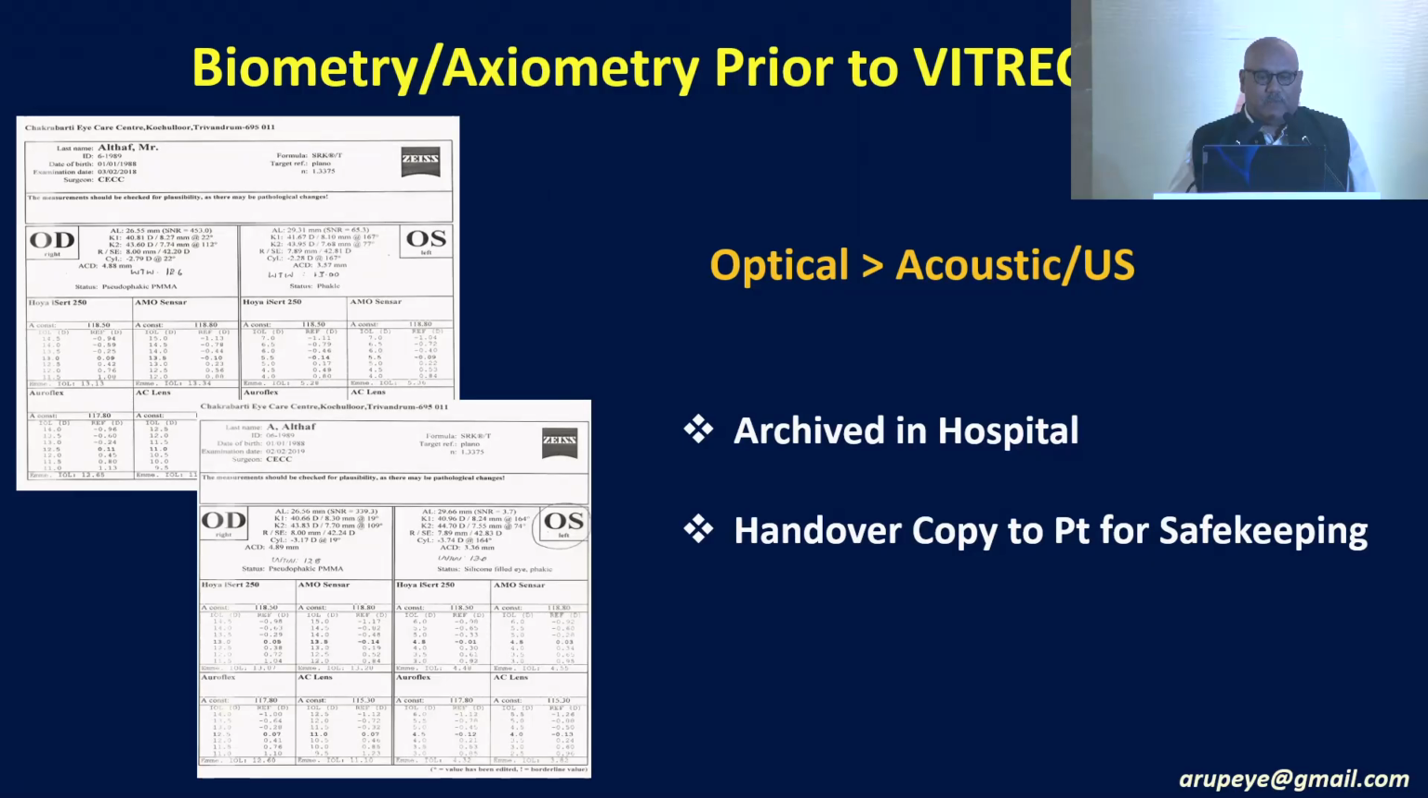When a patient with a posterior segment pathology comes for posterior segment surgery, the first thing we do is perform the biometry for the patient. Ideally optical biometry if it is possible, and in certain situations where it is not feasible, then acoustic or ultrasound biometry, and the results are archived in the hospital and a copy is given to the patient, so that wherever the patient goes later on, the patient has the pre-vitrectomy biometry available with him.